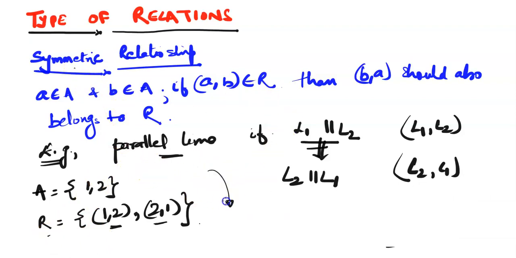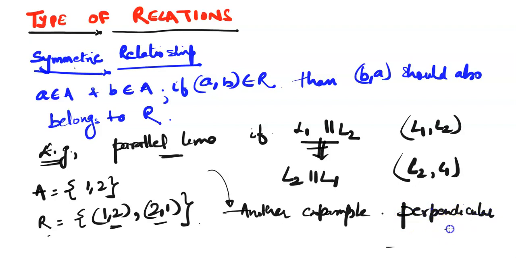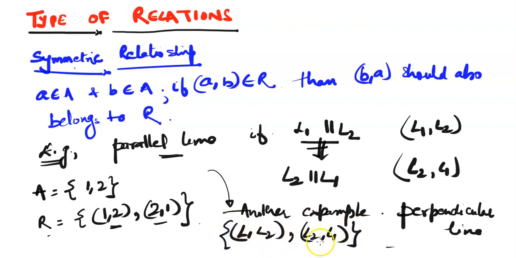Another example could be perpendicular lines. If L1 and L2 are perpendicular, then L2 and L1 are also perpendicular. So if there is a relation which talks about perpendicular lines, then both L1 L2 and L2 L1 would be part of that relation. So this is what we call a symmetric relationship.